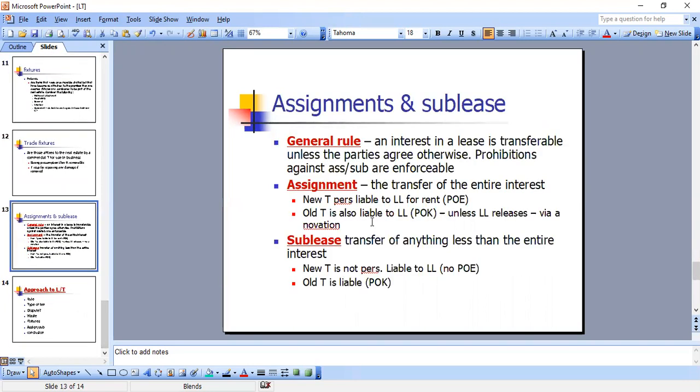Now, assignments and subleases are everywhere. They're in essays, they are in MBEs, and it just basically has to be memorized. The general rule is that an interest in a lease is transferable unless the parties agree otherwise. Prohibitions against assignment and subleases are enforceable. And I have seen MBEs on this where they put in a sublease and then they have an assignment prohibition by the landlord and the tenant agrees, and then he decides to sublease it. They would consider that, because assignment and sublease are so close, that the prohibition against both the assignment and the sublease is still enforceable. So those are kind of tricky sometimes.